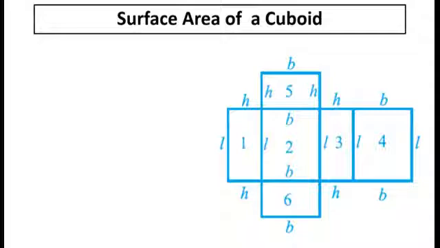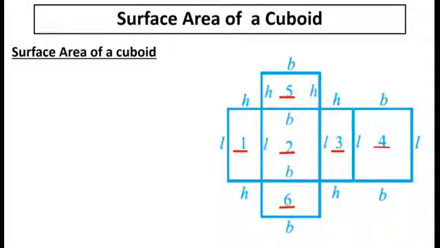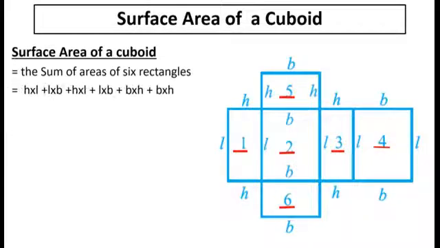So to find out surface area of a cuboid, we will consider the figure as shown below. This figure is having 6 rectangles which are marked by 1, 2, 3, 4, 5 and 6. So surface area of this cuboid can be written as the sum of areas of 6 rectangles. Area of each rectangle now we can write.